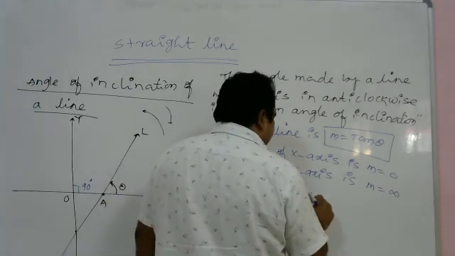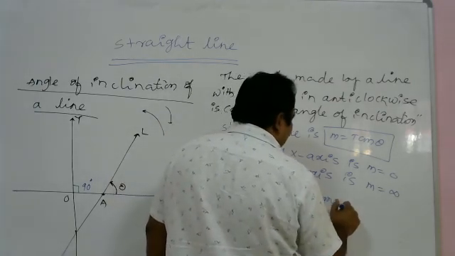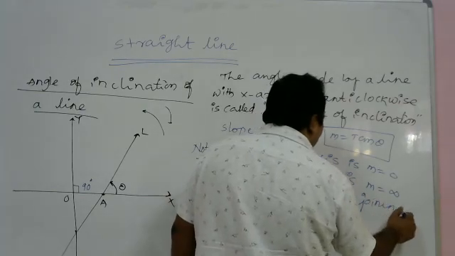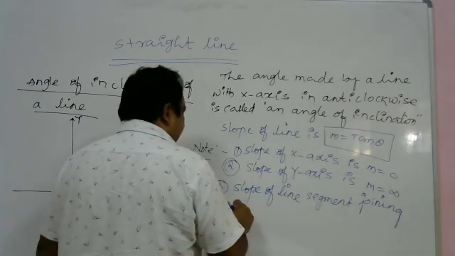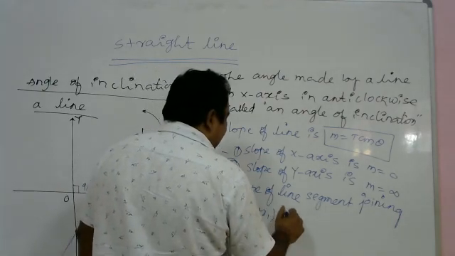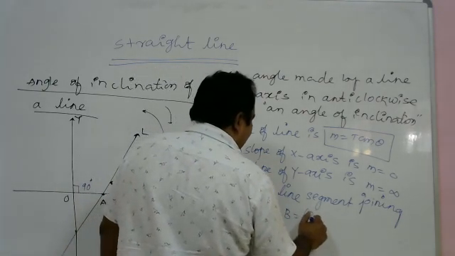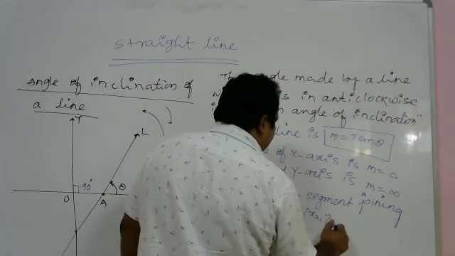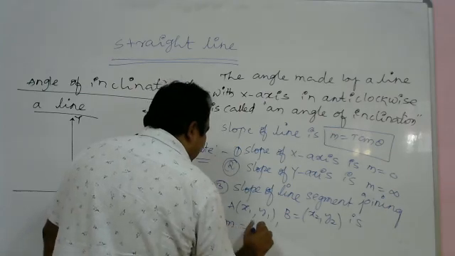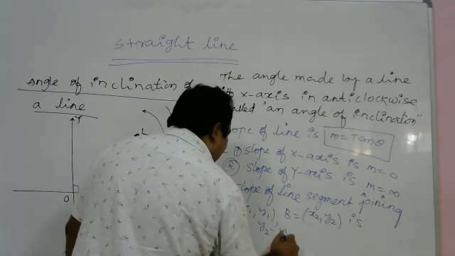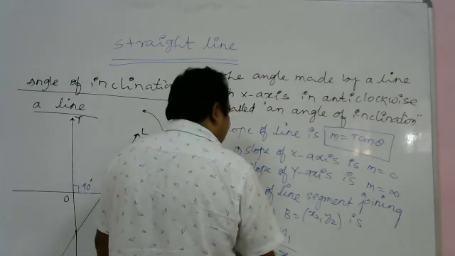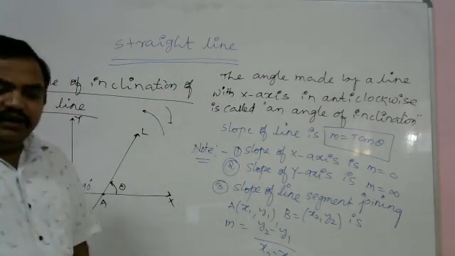So one more important thing is slope of line segment. Slope of line segment joining A of x1 comma y1 and B of x2 comma y2 is m equal to y2 minus y1 by x2 minus x1.